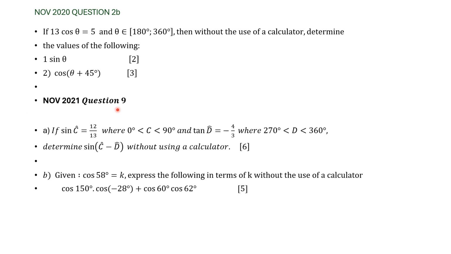November 2021, question 9, they say if sin C equals 12 over 13, where C is greater than 0 and less than 90, and tan D equals minus 4 over 3, where D is greater than 270 and less than 360. So first quadrant and fourth quadrant, two equations given. Determine sin of C minus D without the use of a calculator, 6 marks. And then B, given cos 58 degrees equals K, express the following in terms of K without the use of a calculator: cos 150 times cos negative 28 plus cos 60 cos 62, for 5 marks.